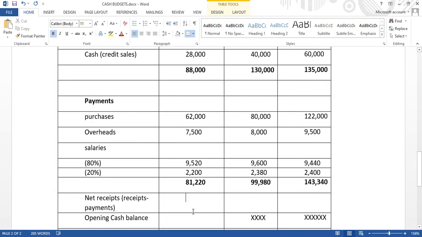Okay. So we get our net receipts. Basically, we're subtracting the total money we're getting in from the total money we'll be paying out. So it's basically what we will remain with. So 88,000 minus 81,220. That we get 6,780. Right. 130,000 minus 99,980, we get 30,020.